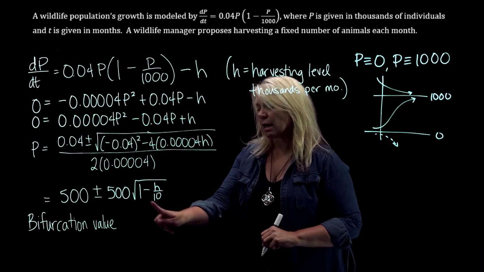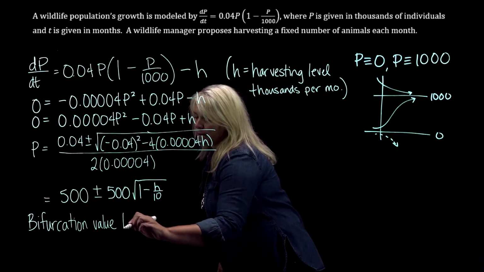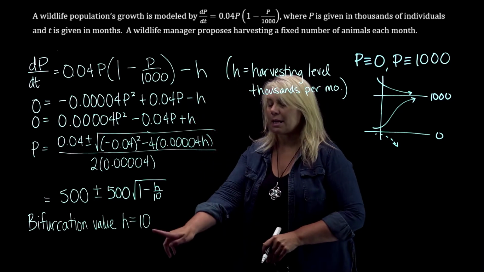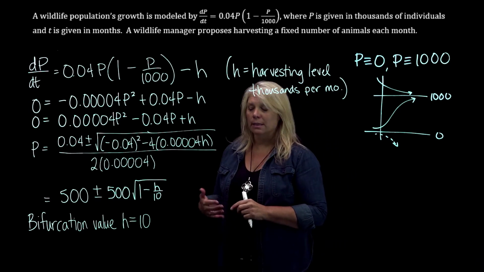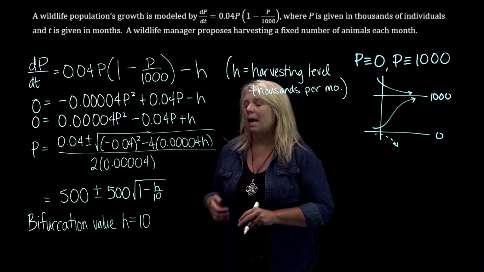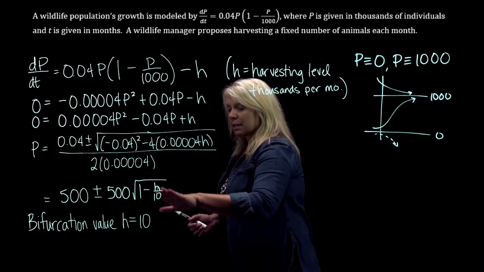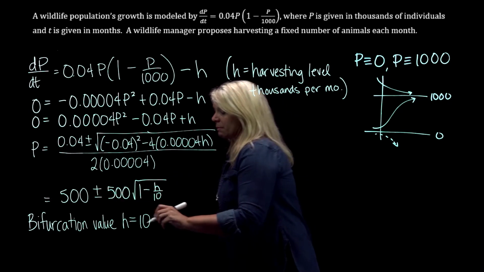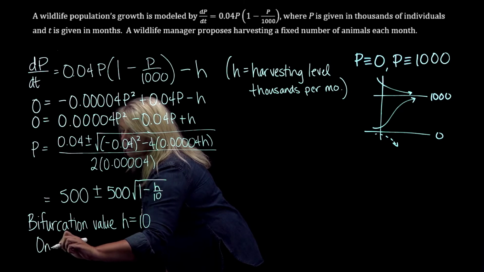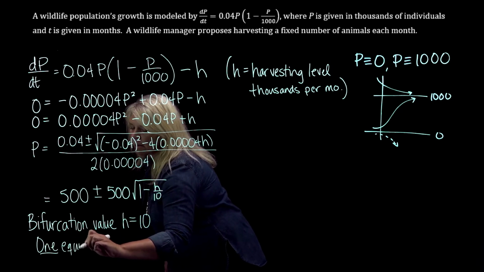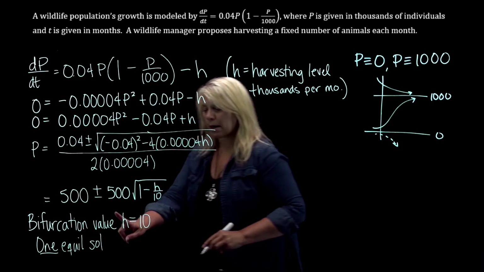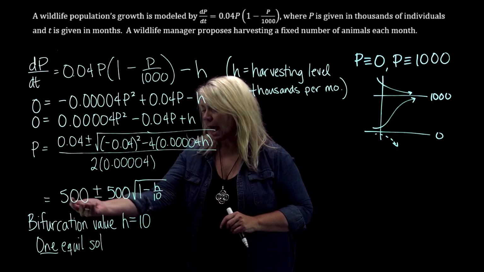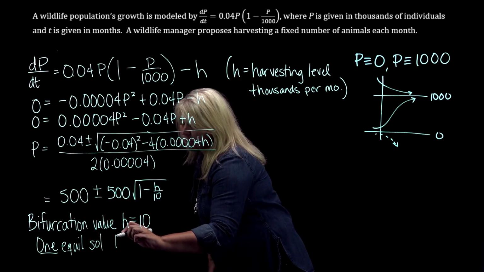And so this expression under the radical will be 0 when h is 10. Remember that that's in thousands of individuals per month. So that would be 10,000 individuals per month harvested. I have a bifurcation value when h equals 10. When h equals 10, this expression inside the radical is 0, so this whole term is 0. So I really just have one equilibrium solution in that case. So when I harvest 10,000 individuals per month, I get one equilibrium solution at p equals 500,000 individuals.